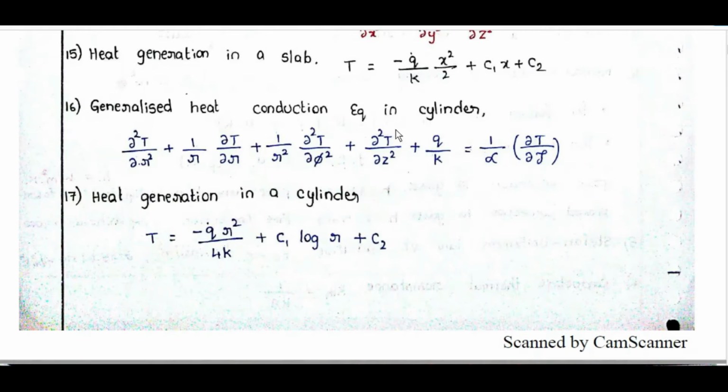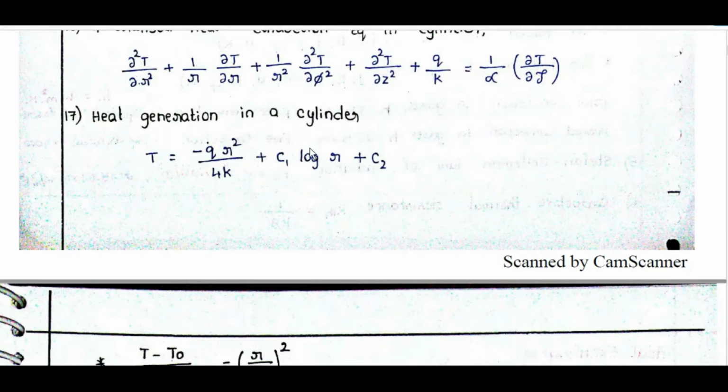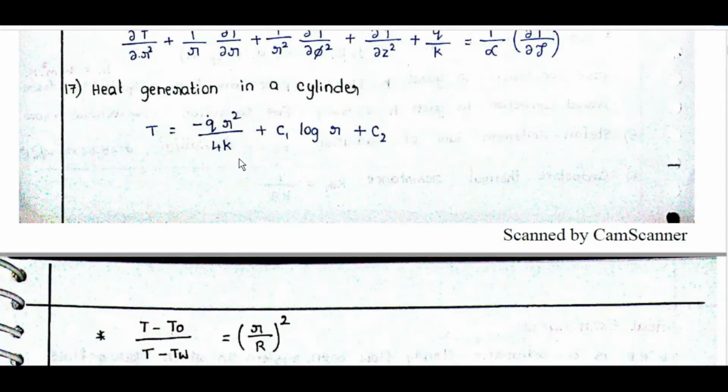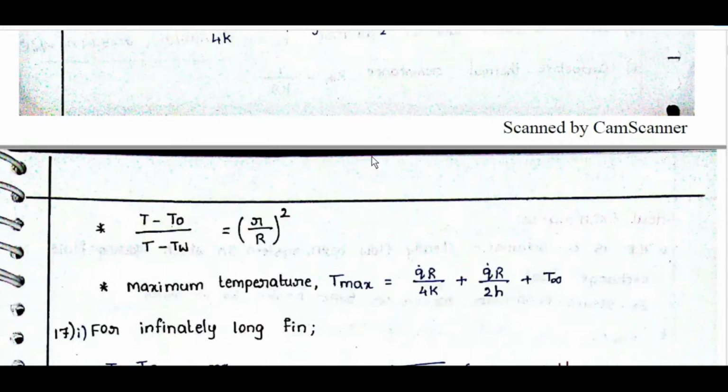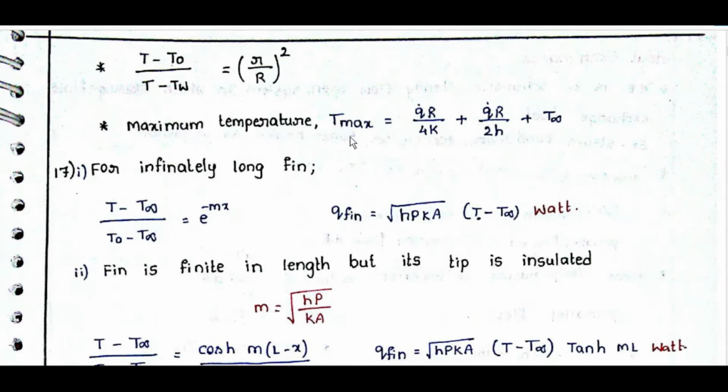Generalized heat conduction equation in cylinder, dou square T by dou r square plus 1 by r dou T by dou r plus 1 by r square dou square T by dou phi square plus dou square T by dou z square plus q by K is equal to 1 by alpha dou T by dou tau. Heat generation in a cylinder, T is equal to minus q dot r square by 4K plus C1 log r plus C2. T minus T naught by T minus Tw is equal to small r by capital R whole square. Maximum temperature, T max is equal to q dot R by 4K plus q dot R by 2h plus T infinity.